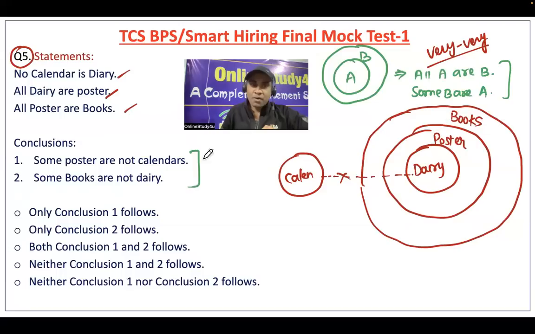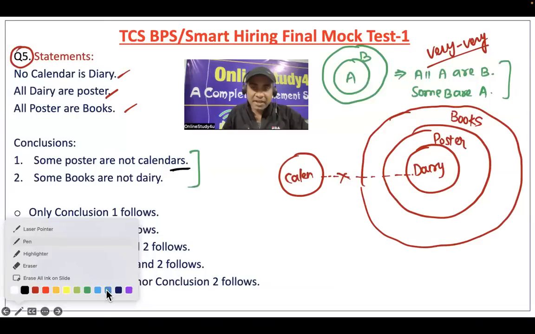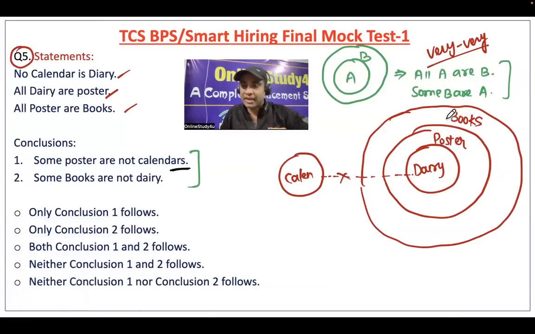Now, they are telling some posters are not calendars. So this we will try to focus on here. Let me take the blue pen. Some posters are not calendars. Now, all diaries are posters is there. So can I say some posters are diaries? Yes, sir, I can say that some posters are diaries.